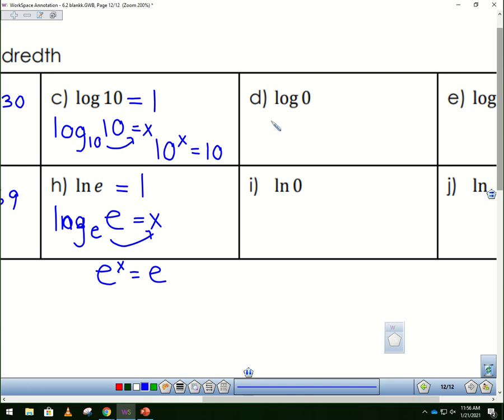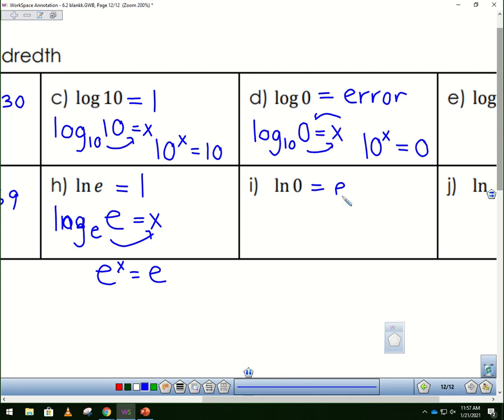So this one is log of 0. That's log base 10 of 0 is equal to x. This means 10 to the x power is equal to 0. What do you think the calculator is going to do when you try to figure that one out? Error. Why is it going to be an error? Logically, why? Is there any possible value for x that can give me 0 here? No, that's why. And what do you think about ln of 0? None either, because it's the same idea.